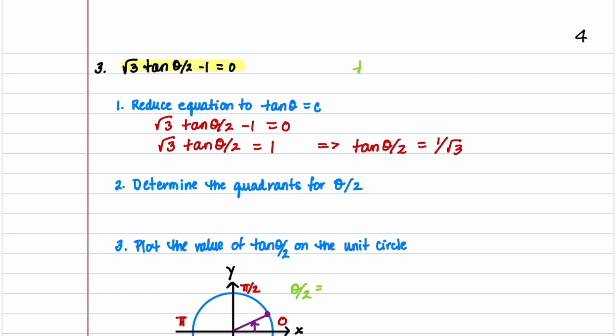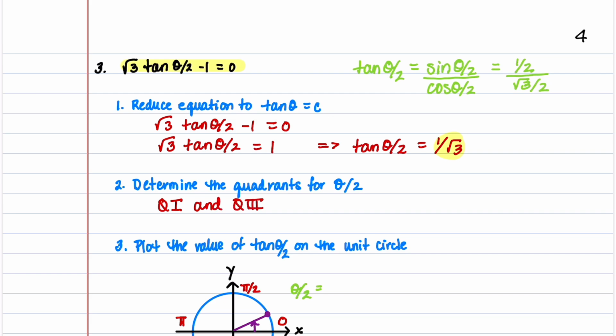Let's remind ourselves that tangent of theta divided by 2 is equal to sine theta divided by 2 divided by cosine theta divided by 2. So we can think of this as 1/2 divided by root 3 over 2. And that will enable us to realize that our reference angle is going to be equal to pi over 6. Since our constant c is positive, our solution is going to lie in quadrant 1 and in quadrant 3.